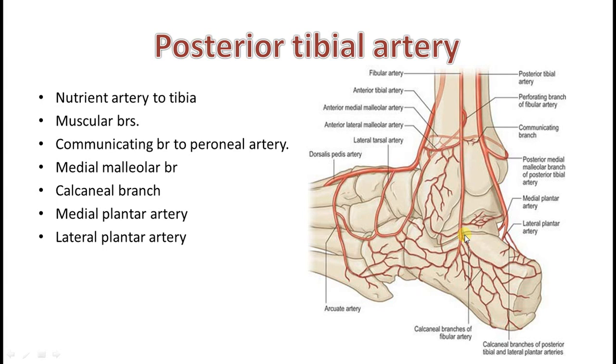So the posterior tibial artery branches are: circumflex fibular, peroneal artery, muscular branches, nutrient artery to the tibia, communicating branch to the peroneal artery, medial malleolar branch, also called the posterior medial malleolar branch, calcaneal branch, and finally the terminal branches, the medial and lateral plantar arteries.